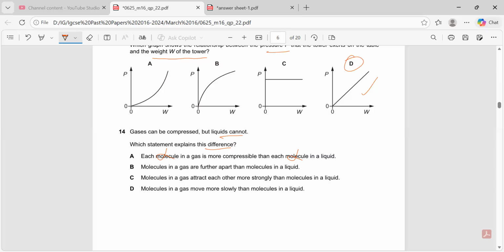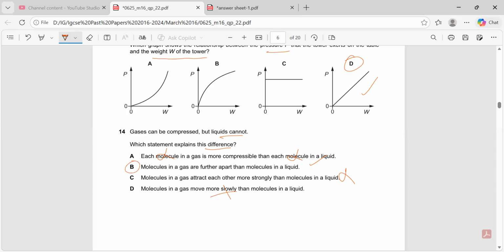So molecules in gas are further apart than molecules in liquid. It looks to me the correct answer are near to be correct. So 14 can be B. But let's see what is C. Molecules in a gas attract each other more strongly than, no. There is already a negligible intermolecular force in gases, so no chance. Molecules in a gas move more slowly than molecules in a liquid. No, they move faster.